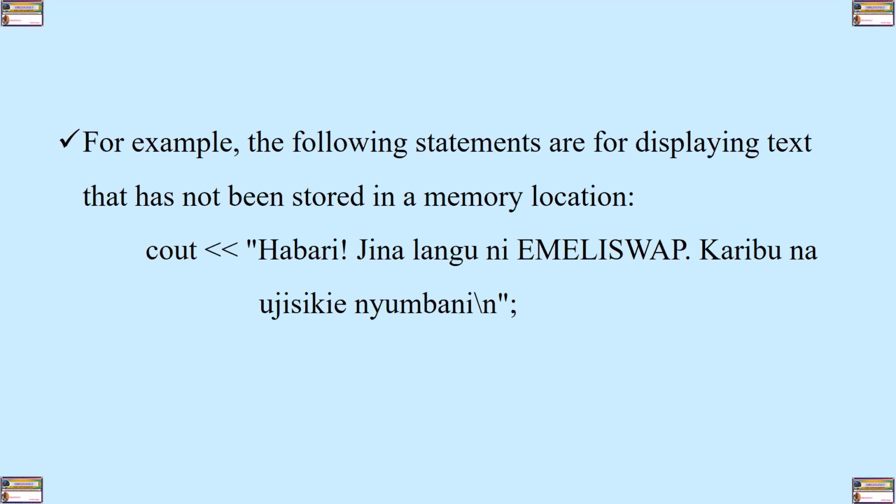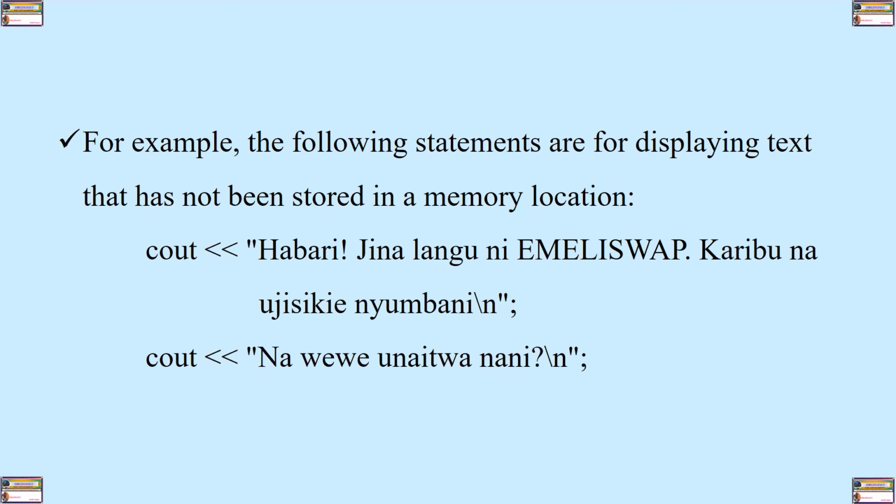Habari, jina langu ni Emily Swap. Karibu na ujisikie nyumbani. Then a backslash n. That is called the new line operator, as you are going to see. Then you close the message with double quotes and a semicolon. I'll show you an output of this program and see how it behaves. We also have another statement like cout, and then when you close the message, na wewe unaitwa nani?